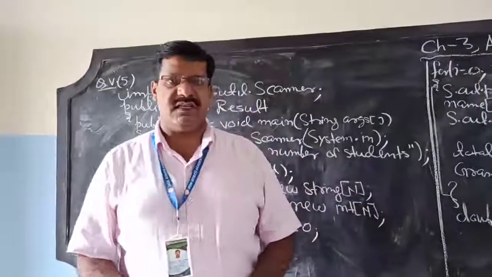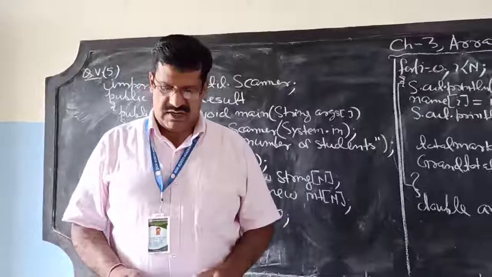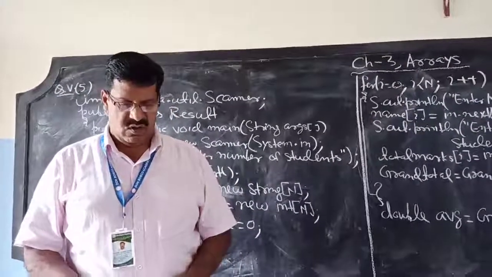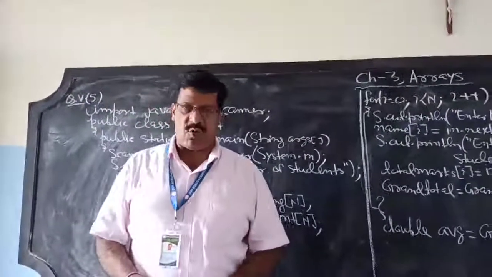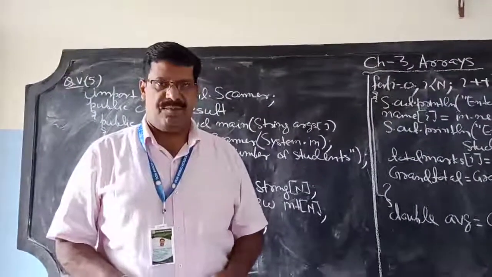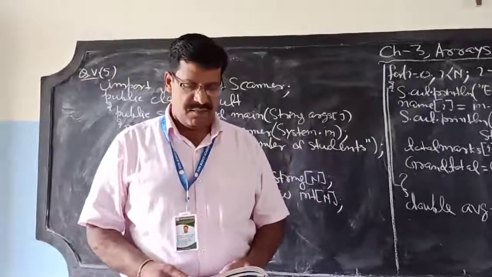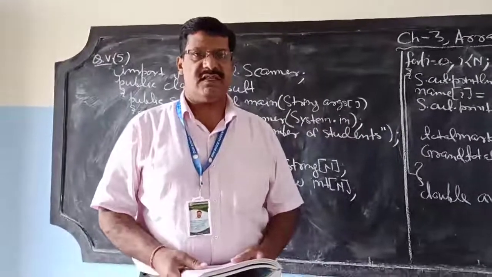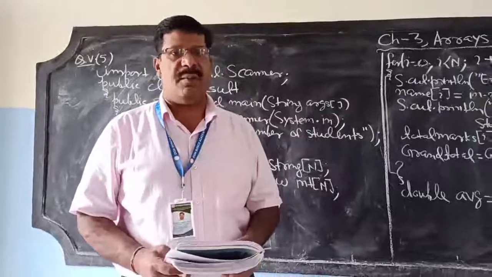Today we are going to discuss programming question number 5. It is an ICSE question, which came in ICSE 2018. What is the question? The question is: write a program to accept name and total marks of n number of students. You see, total marks of n number of students.